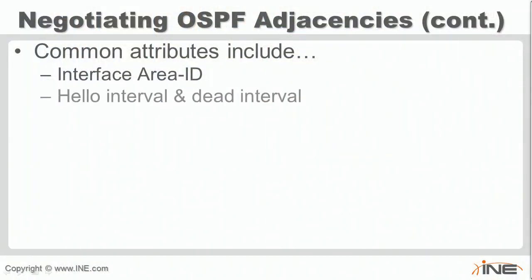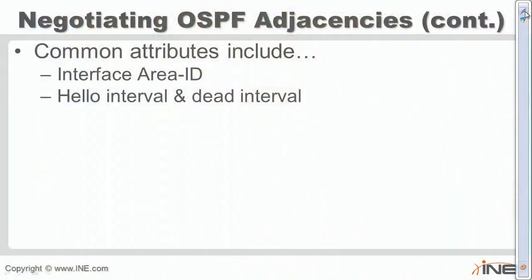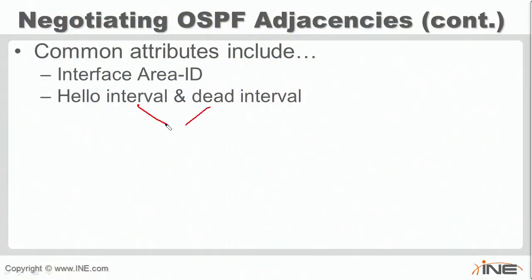So we need the area identifier. We also need the timers, which are controlled by the hello interval and the dead interval. Hello interval would be how often do I send you these packets saying I'm here on the network. The dead interval is how long I'm going to wait before I say that you are no longer there. In OSPF, these two values must agree.